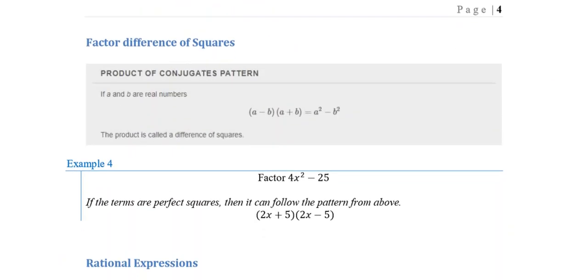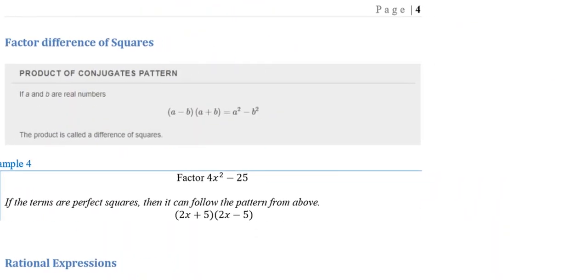Okay, difference of squares type of questions. These ones are probably the easiest to factor if you recognize it when you see it, right? That's the hardest part of this one. These ones take this form. If we have something like, well, you know what? I'm going to do it in reverse for a second.